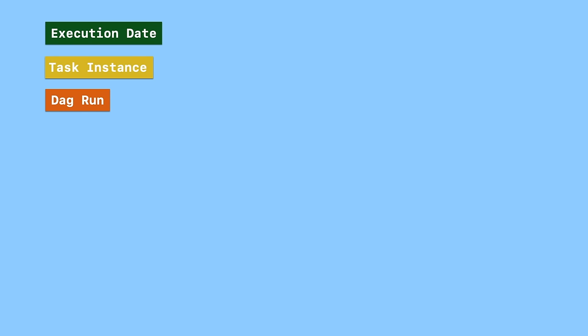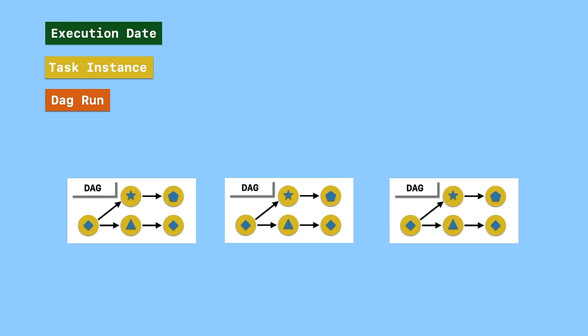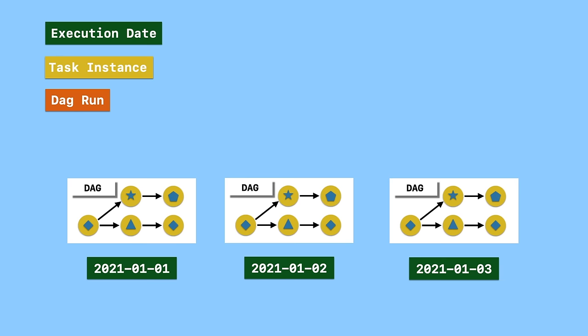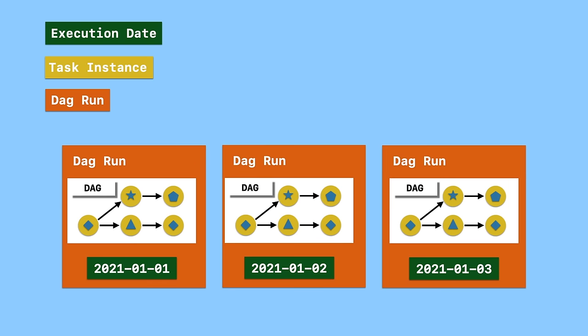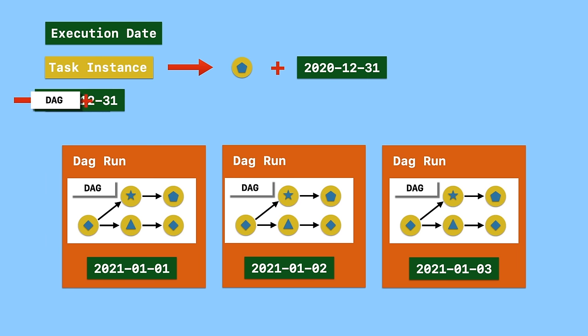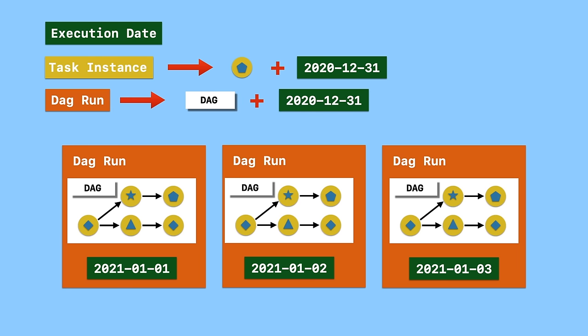The execution date is the logical date and time which the DAG run and its task instances are running for. For example, we might currently have 3 DAG runs that are in progress for 2021 January 1st to 2021 January 3rd. A task instance is a run of a task at a specific point of time, namely execution date. A DAG run is an instantiation of a DAG containing task instances that run for a specific execution date. That's it. These are the most essential concepts that you need to know about Airflow.